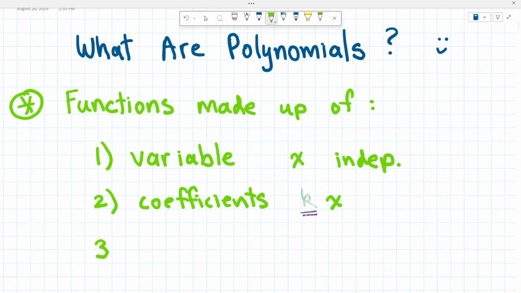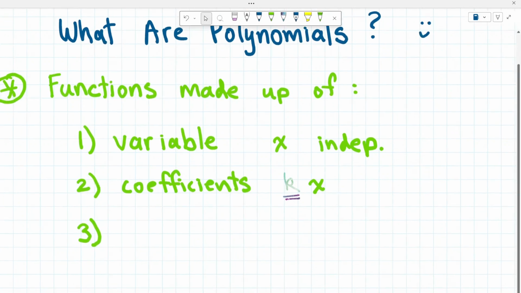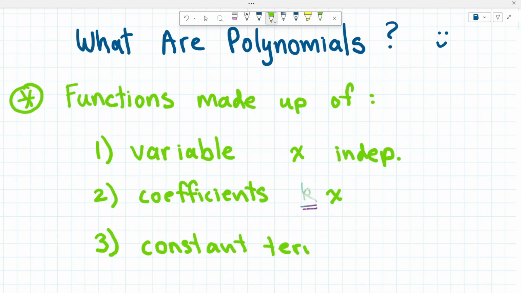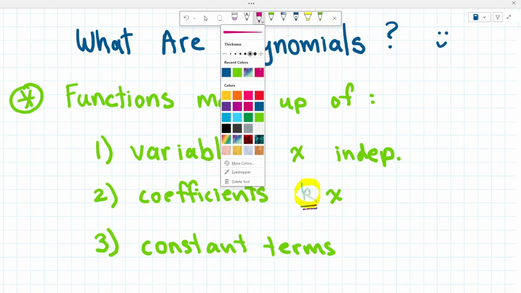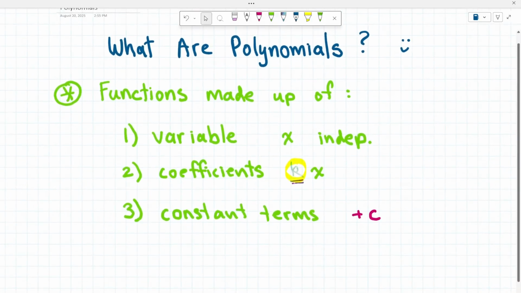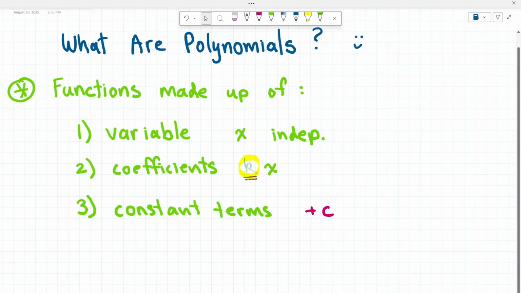And the third thing that polynomials can be made up of are constant terms. So let's write that out. When I say constant terms, I'm not talking about the constant that is multiplied in front of our variable, but a separate constant term that's found independently at the end of the polynomial. For example, if you have some plus c value at the end of your polynomial, that would be our constant term.